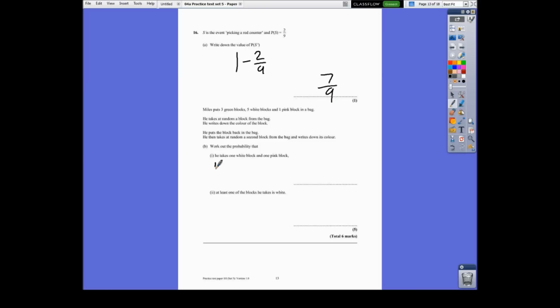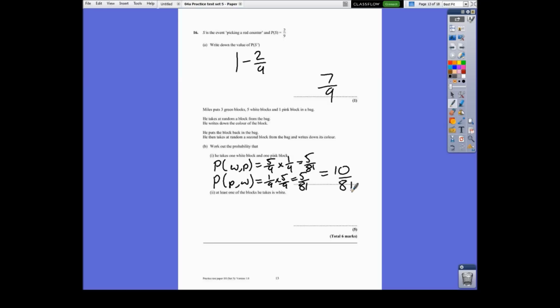So to do this, he could have a white first, then a pink, or he could do a pink first, then a white. Okay. So to do a white first would be 5 ninths, and to get a pink second would be 1 ninth, which gives us 5 over 81. And the opposite way around would be 1 ninth times 5 ninths, which would be 5 over 81. So altogether, that would be 10 over 81.